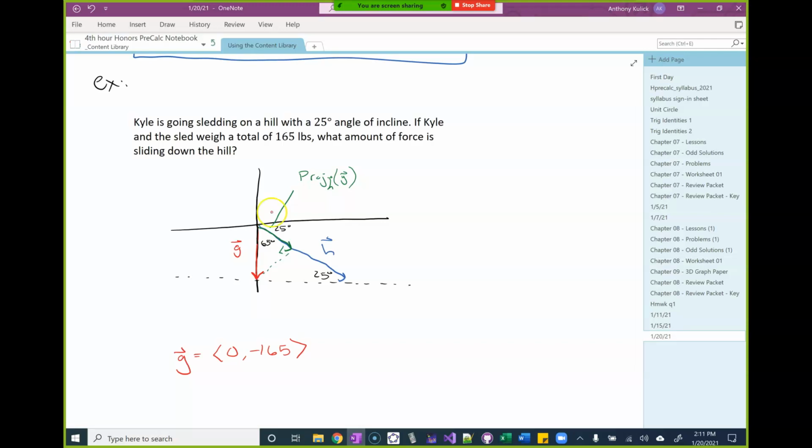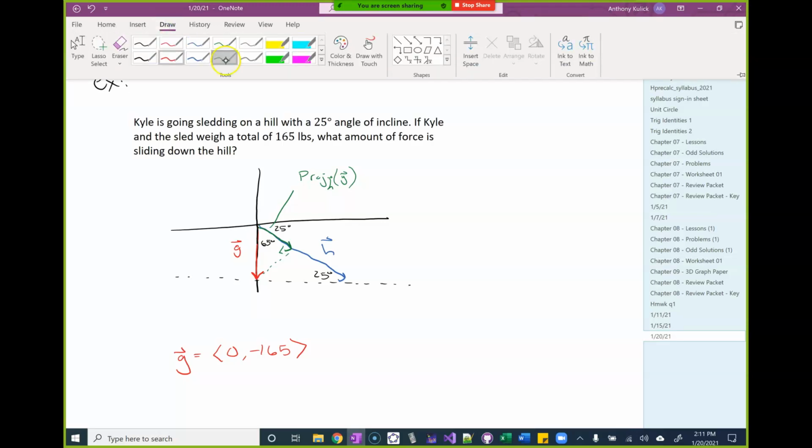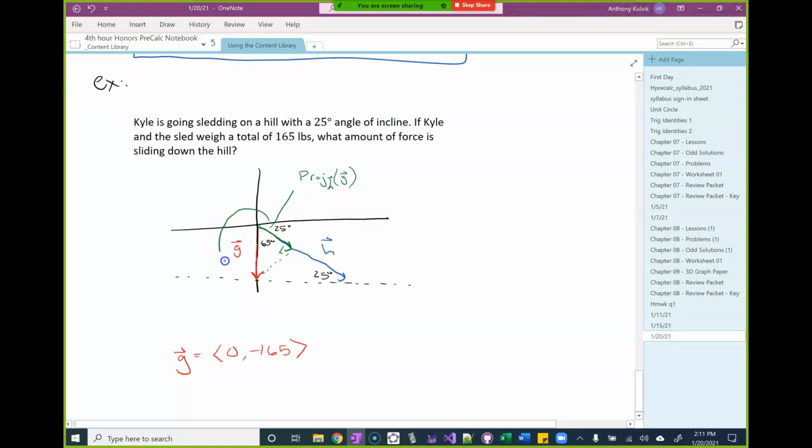For the hill then, that's our angle theta. So 360 minus 25 is going to be 335. So my H is going to be, do we know how long the hill is? Nope. Does it matter? Nope.